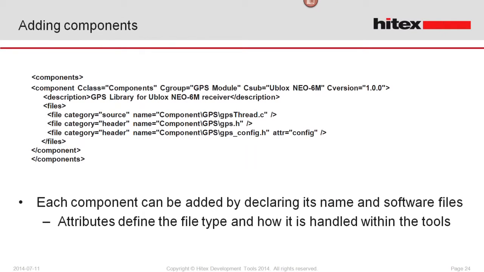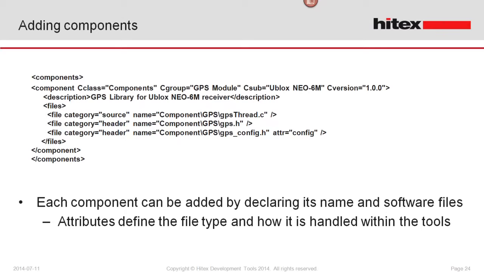Next thing we can do is to start to describe the files that are used in our software components. Within the XML file, there's a component section. Here we can define our software component, so we say that it wants to go into the component section, subgroup called GPS module, and then a subgroup for our specific GPS module that we're supporting. Underneath that, we can give a description, and then we can nominate all of the files that are going to be part of our component.